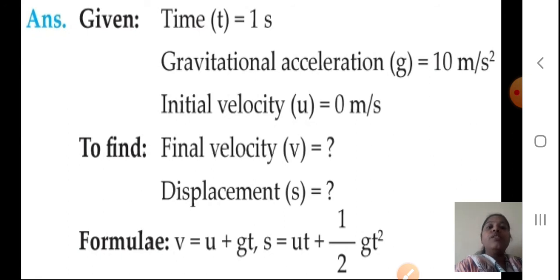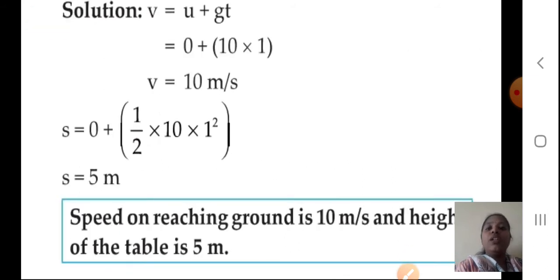Whatever height the ball has covered, that is the height of the table from the ground. Okay, so the formulas we are going to use: V is equal to U plus GT and S is equal to UT plus half GT square. Now the solution. The first formula we are using is V is equal to U plus GT. When you substitute the values, U is 0 plus 10 into 1. So what V value have you got? Final velocity V is equal to 10 meter per second.